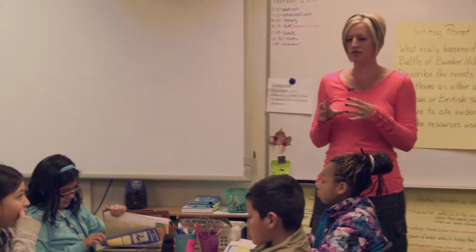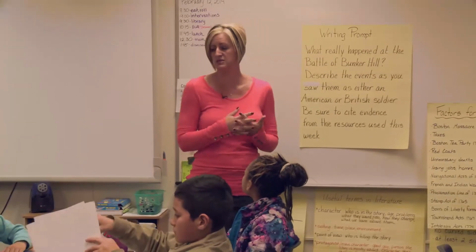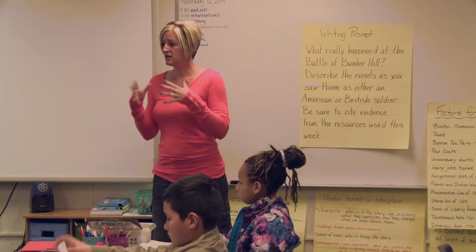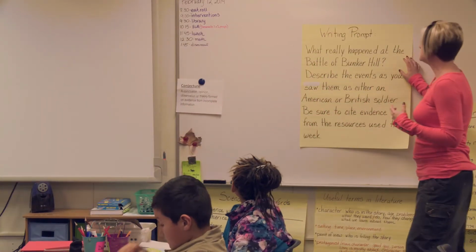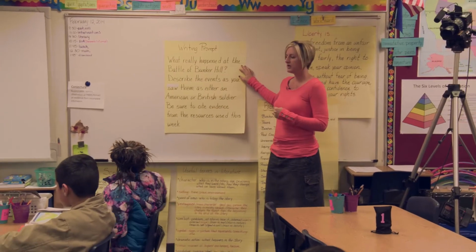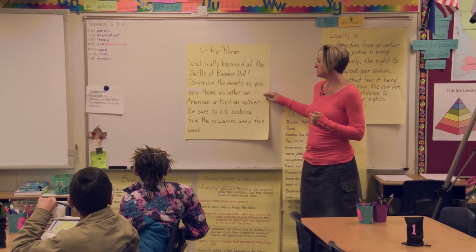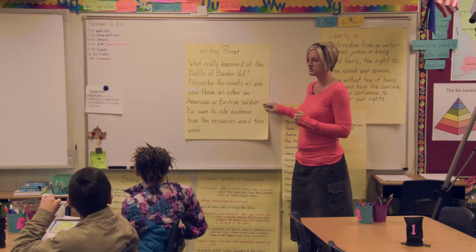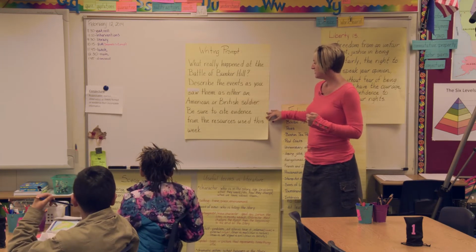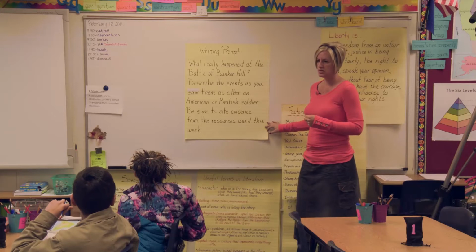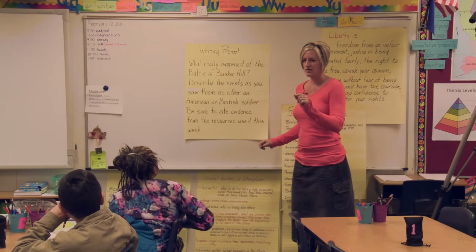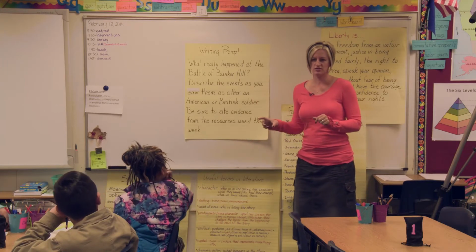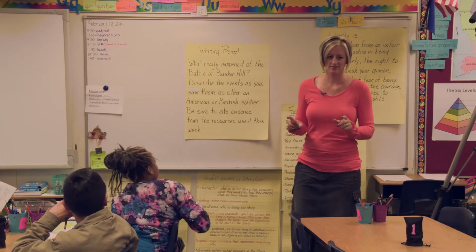So before we get started, I wanted to talk a little bit about the writing prompt, what you're going to be expected to be writing about at the end of all of this reading and researching. Your writing prompt is what really happened at the Battle of Bunker Hill. Describe the events as you saw them as either an American or British soldier. Be sure to cite evidence from the resources you used this week. The catch is that you don't know if you're going to be an American soldier or a British soldier. I haven't told you yet.